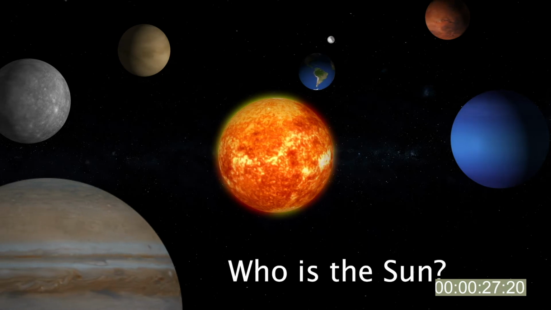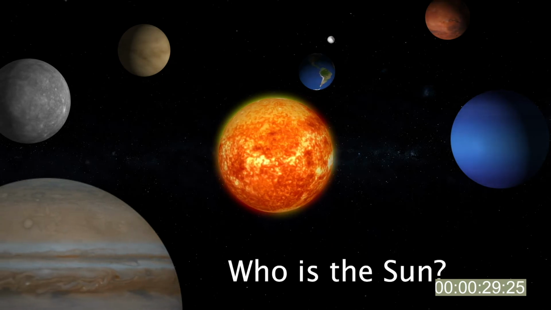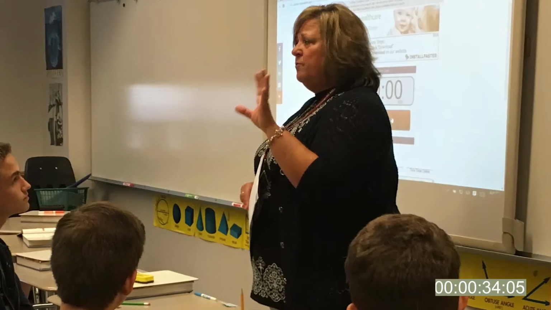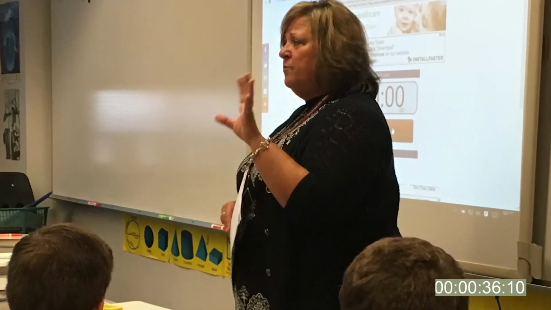In our solar system, the planets orbit the sun. The sun is at the center, and the gravity of the sun keeps each of the planets in their orbit. In your own classroom, are you the sun?